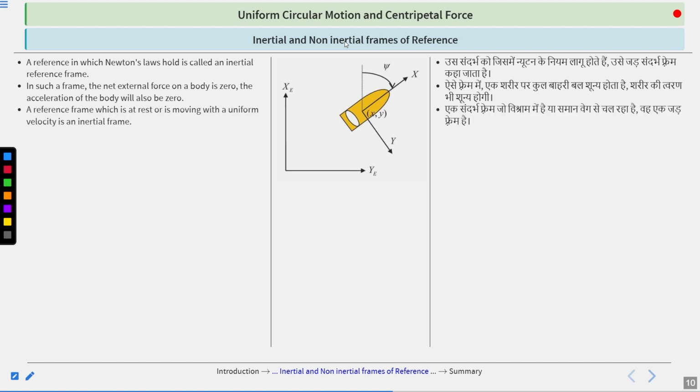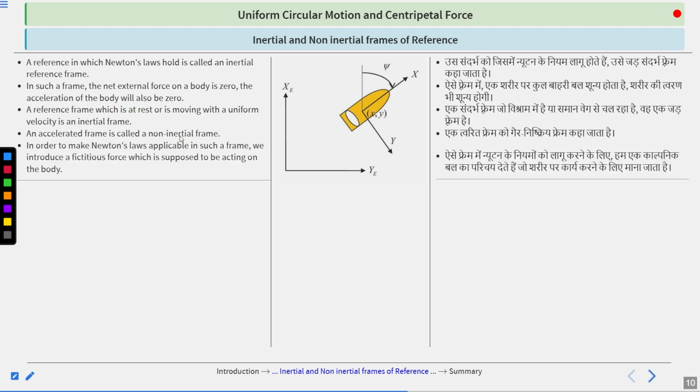A reference frame which is at rest or is moving with a uniform velocity is an inertial frame. An accelerated frame is called a non-inertial frame. Like rest or uniform velocity, inertial. Accelerated or non-uniform velocity, non-inertial frame. Remember this difference.